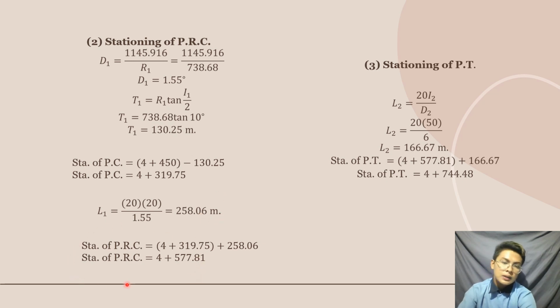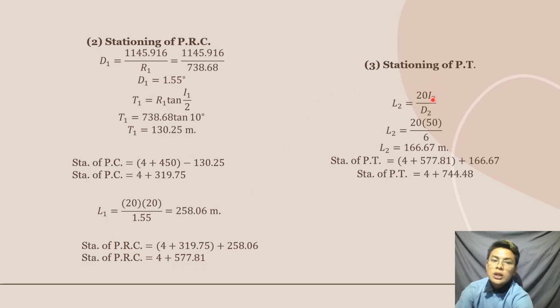Next is our station of PRC. So we must add the station of PC plus our L1. By getting that, we get our PRC is equal to 4 plus 577.81.